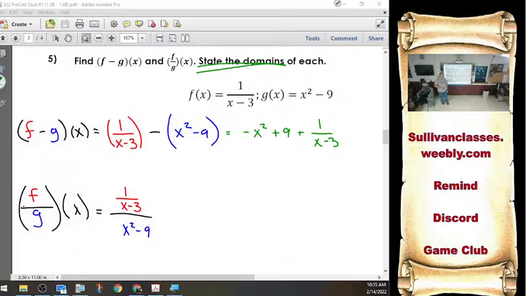Remind yourself, state the domains of each. Okay? The only thing that's going to break math law is thou shalt not divide by 0. Rule number 1. So my domain is negative infinity to 3, can't touch this, and 3 to infinity. Okay? It's the only one not allowed.